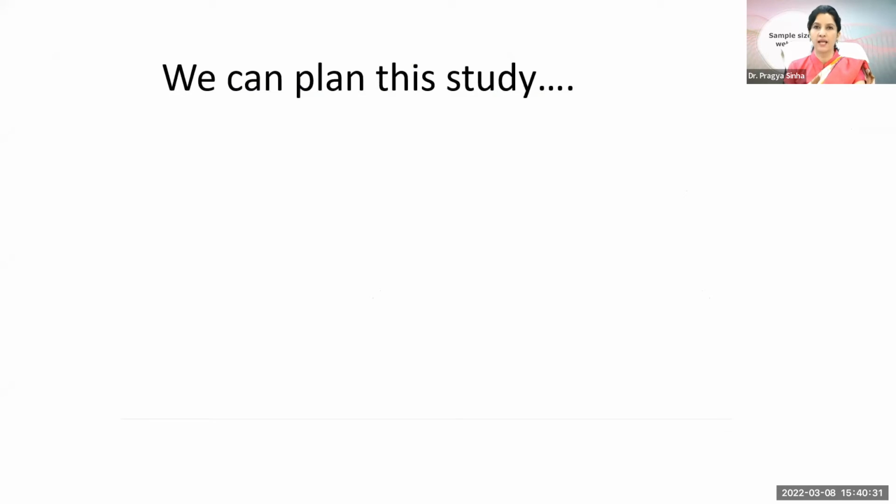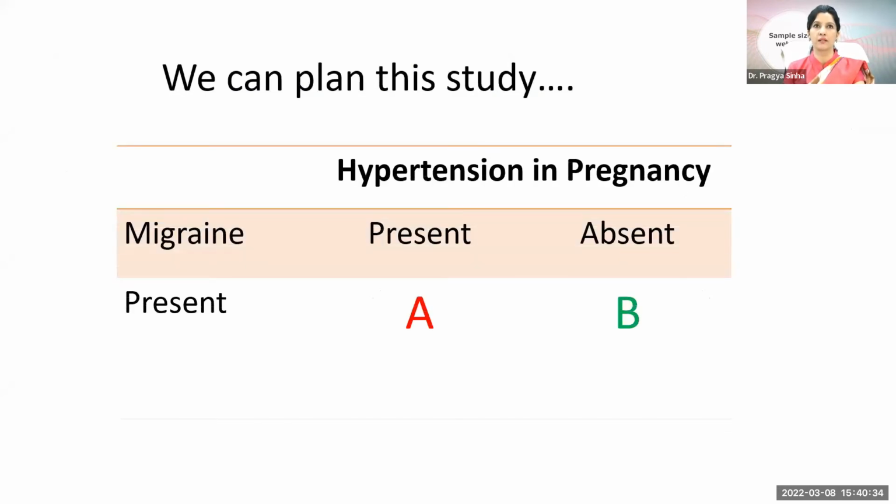So if you have to plan this study, how will you plan? In this case, you start with all the migraine cases, and then you follow them up for a period of 9 months, maybe till the time that hypertension occurs. And you have hypertension in pregnancy present and absent. So all of you type in the chat box which type of study design this is. I'm waiting for your responses.